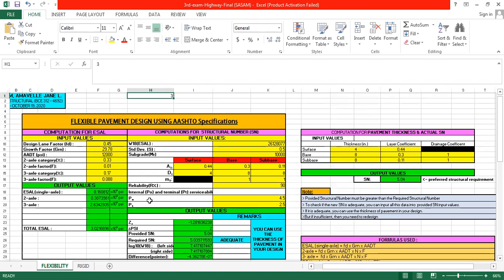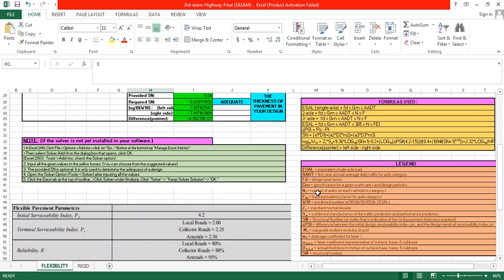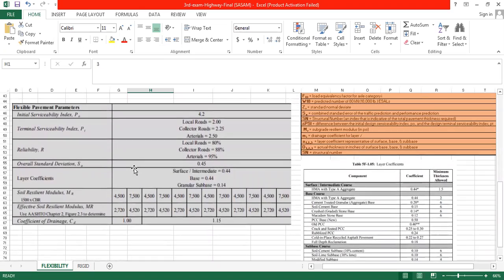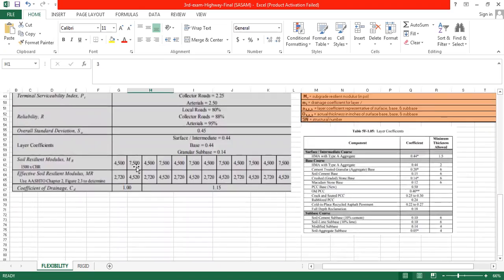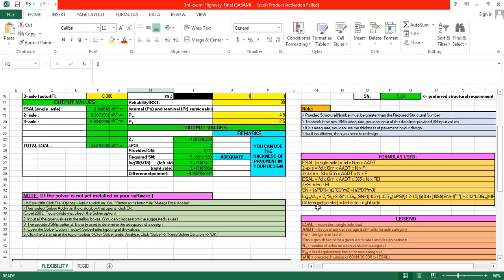So we have here the inputs for computation for ESAL, the inputs for computation for structural number SN, and the computation for pavement thickness and actual SN. Also, we have here the legend and the flexible pavement parameters under AASHTO design, and the formulas being listed here and the notes to navigate the data sheet.